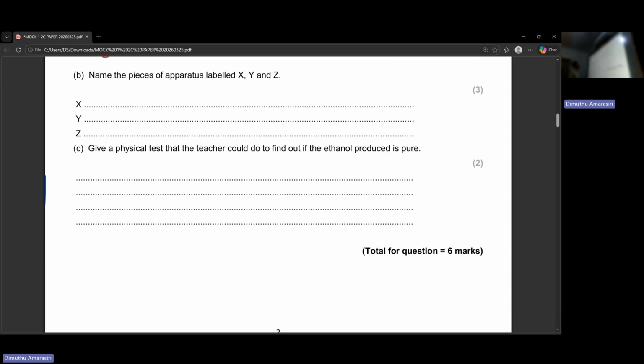Give a physical test. Was it there in paper one? Give a physical test that the teacher could do to find out if the ethanol produced is pure.